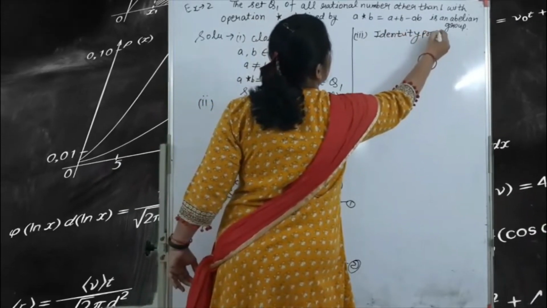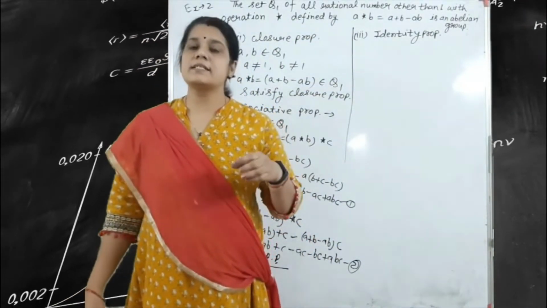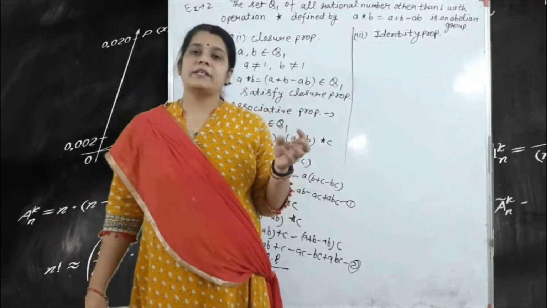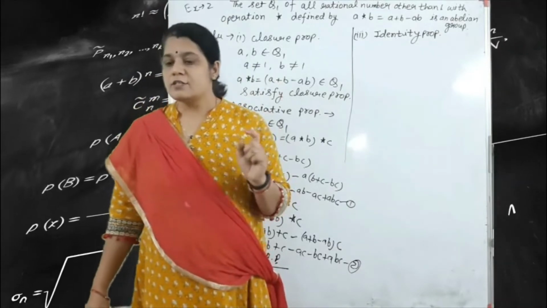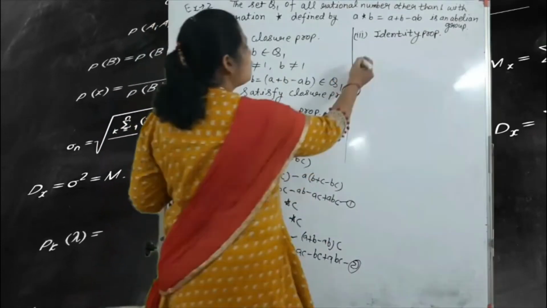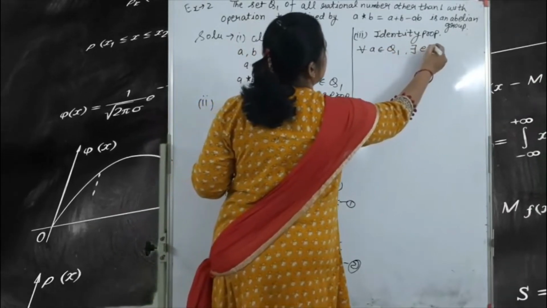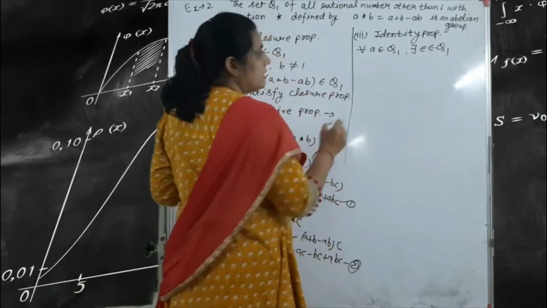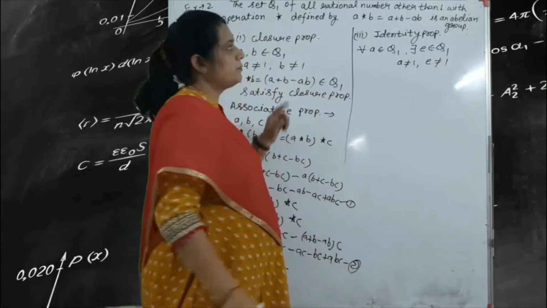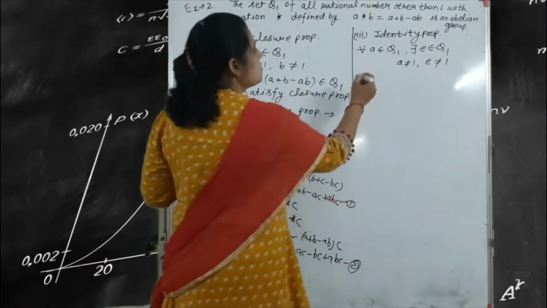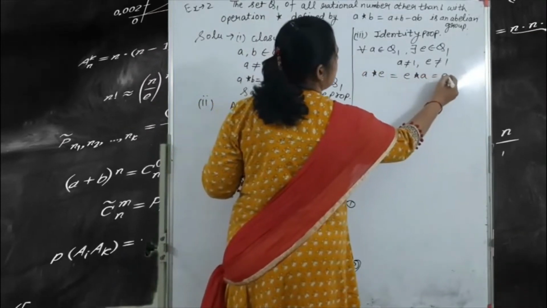Identity property. So what do you mean by the identity property? If we consider an element and operate with the identity element, we get the element itself. So here we write: for all A belongs to Q1, there exists E belongs to Q1. But here A is not equal to 1 and E is not equal to 1, because we are considering elements other than 1. So A star E is equal to E star A is equal to A.